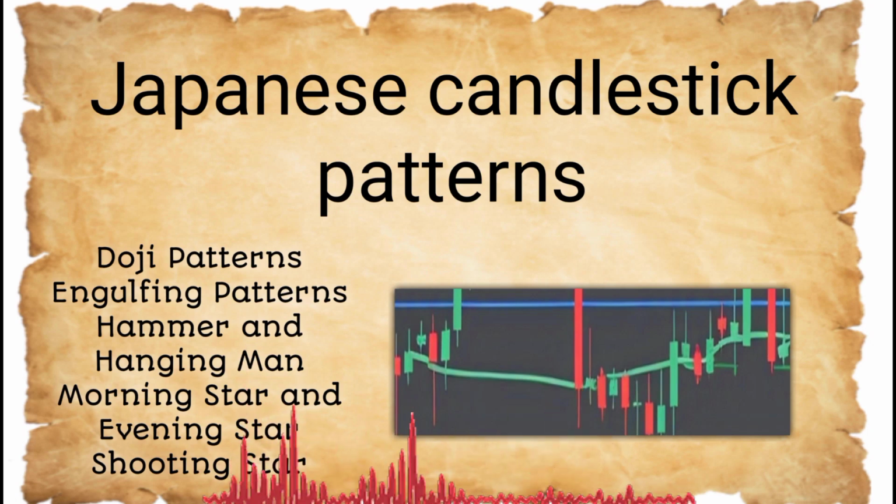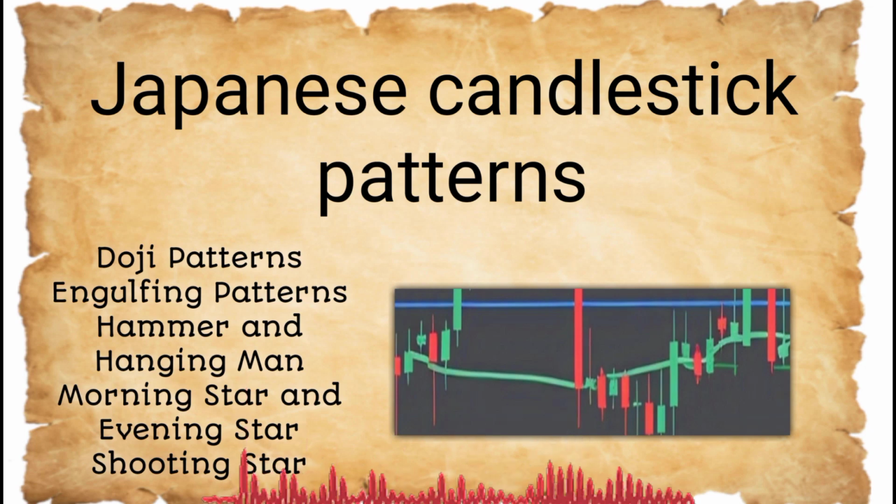Understanding candlestick patterns. Each candlestick on a chart represents a battle between buyers and sellers. The shape, size, and positioning of the candles tell a story about who is in control: the bulls, buyers, or the bears, sellers. By recognizing patterns, traders can make better market predictions. Now, let's break down some of the key candlestick patterns.